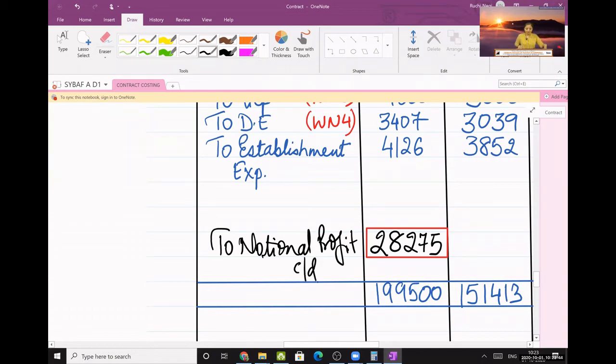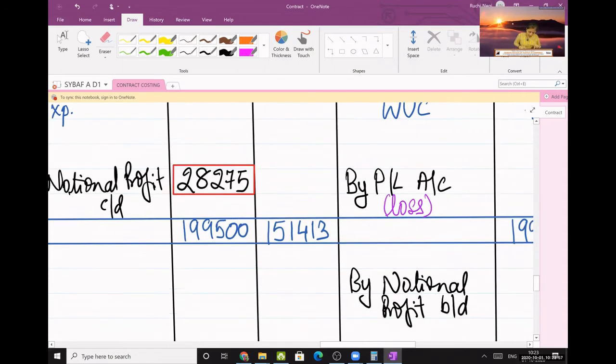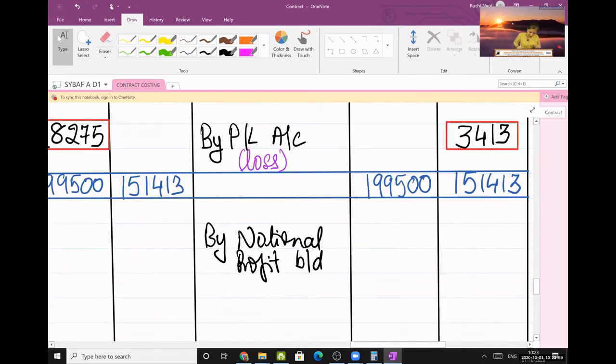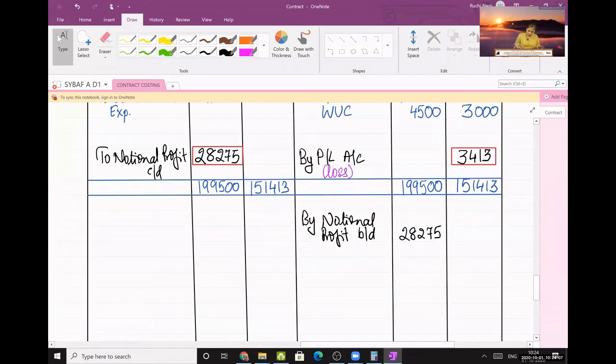ठीक है, क्लियर? फिर इधर लिखो by notional profit brought down. Okay, 28,275 in the A column. Okay, अभी B को भूल जाओ. B तो loss में है, तो उसको अभी भूल जाओ.